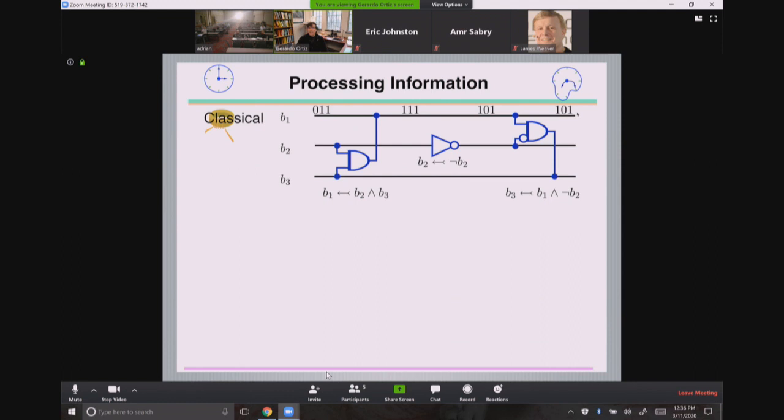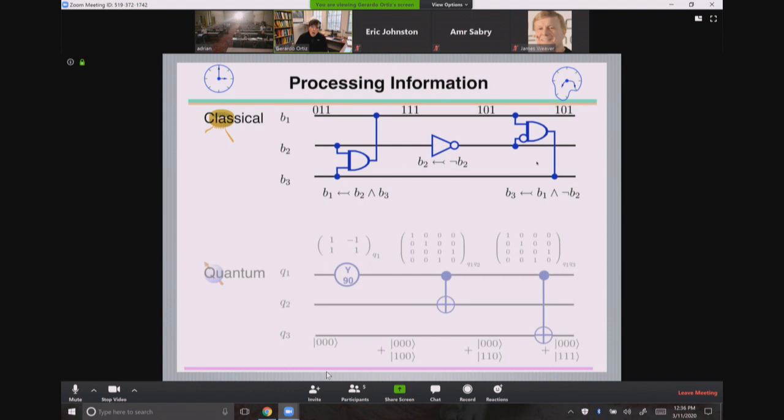So that's the way the information is processed, and it's always going from one string to another string, to another string, to another string. Now, quantum mechanics is different. As explained before, quantum mechanically, you have the chance essentially to entangle these bits, and I will come back to this concept in a minute.